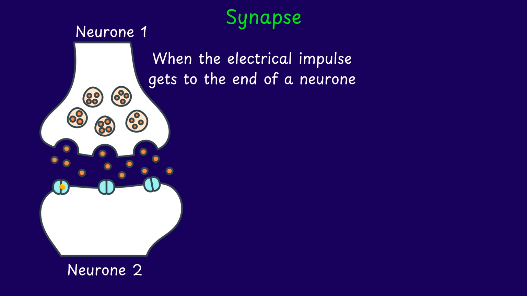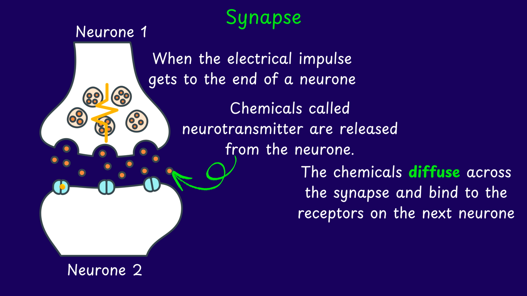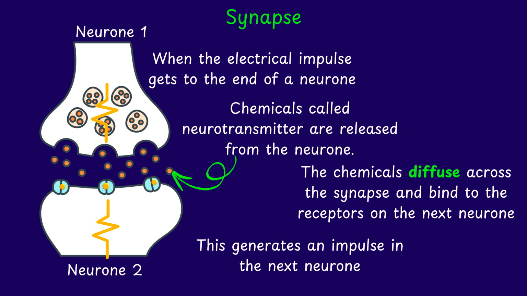Let us look at the function of the synapse in the nervous system. So when the electrical impulse gets to the end of a neuron, so this neuron number 1, what is going to happen? Chemicals called neurotransmitters are released from the neuron. The chemicals diffuse across the synapse and bind to the receptors on the next neuron, and this generates an impulse in the next neuron. So that is how the electrical impulse moves from one neuron to another.